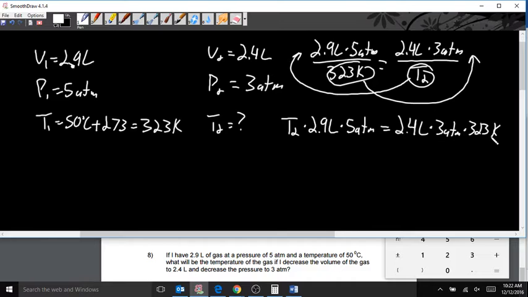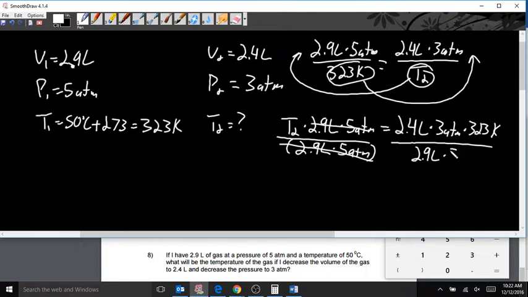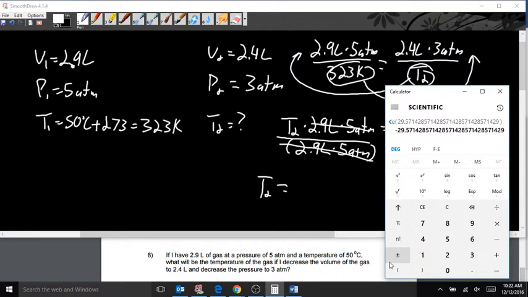All right, so now to get T2 by itself, I just have to do the opposite. Right now it's being multiplied by 2.9 liters and 5 atmospheres. I'm going to divide by 2.9 liters times 5 atmospheres. What you do to one side, you do to the other. All right, liters top and bottom cancel. Atmospheres top and bottom cancel. All right, so this time to find T2, we got 3 numbers at the top, 2 on the bottom. So I've got 2.4 times 3.